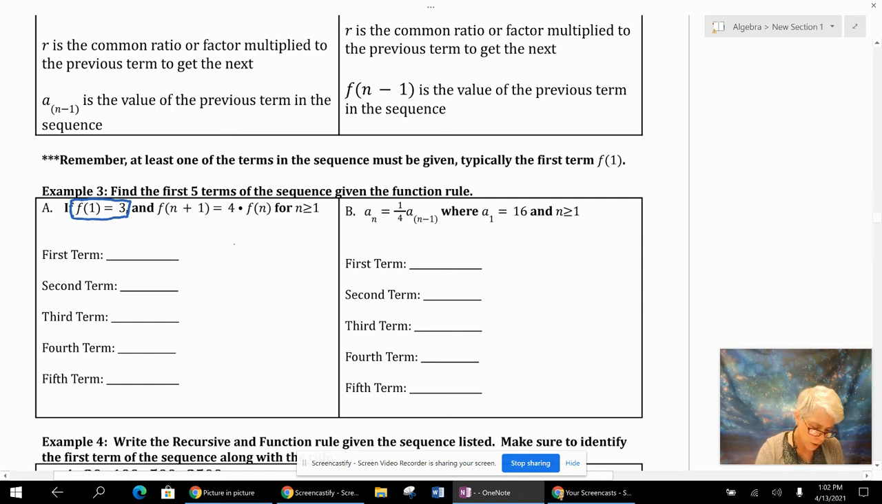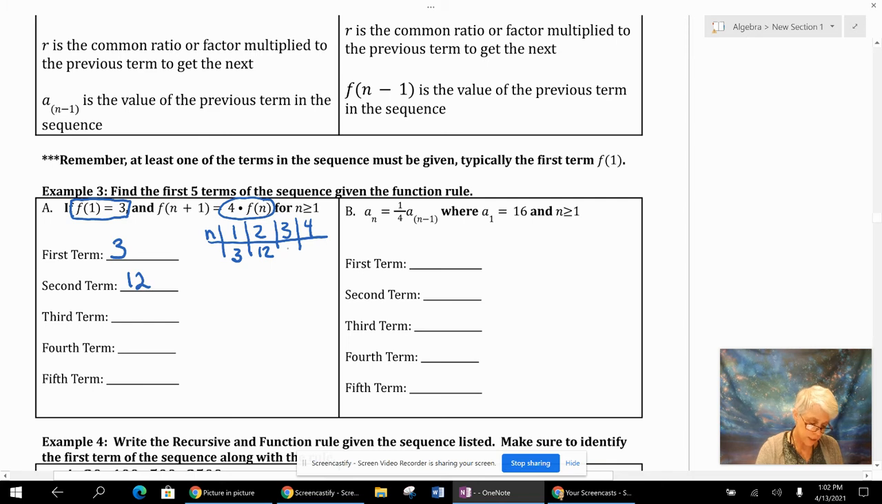And I don't know if you remember doing something like this where we would write position number 1, position number 2, position number 3, position number 4. So when you see f of 1 equals 3, it's telling you that the first position is 3. So I'm going to put a 3 right here. Now this part of the function is telling you what we're going to do with the previous term. We're going to multiply it by 4. So the second position we have 12 because 3 times 4 is 12.